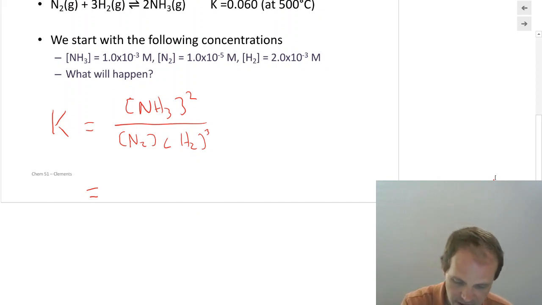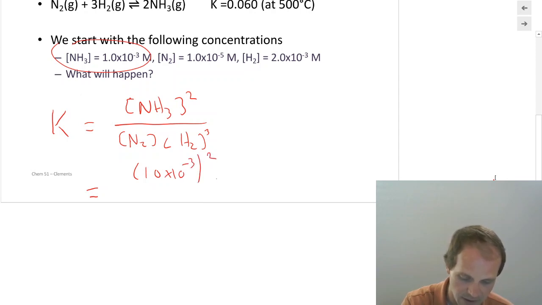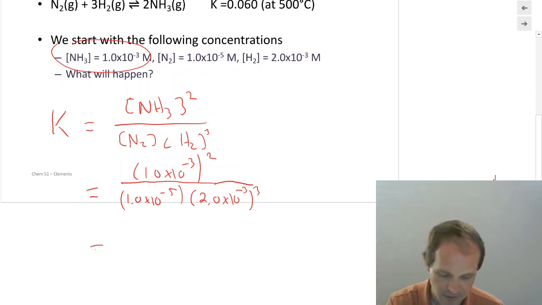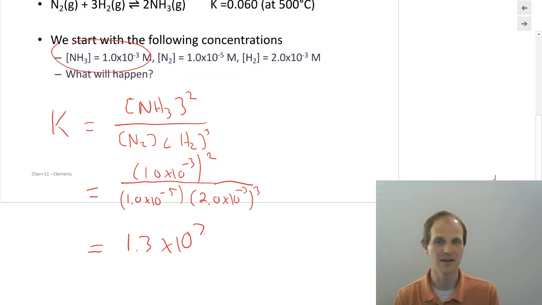So our NH3 we're going to get from here is, oops, let me do my sig figs, right? 1.0 times 10 to the minus third. We're going to square that. And then our N2 is 1.0 times 10 to the minus fifth. And then our H2 is 2.0 times 10 to the minus third, and we're going to go ahead and cube that. If you do that, you get 1.3 times 10 to the seventh.